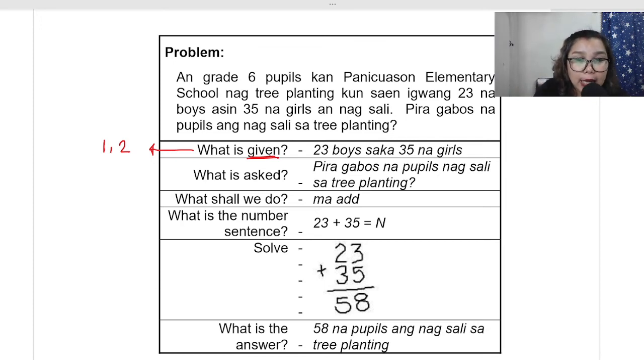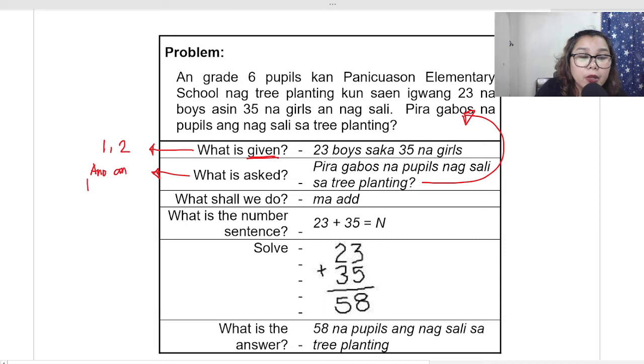Next, what is asked? The question here, pira gabos na pupils nagsali sa tree planting. So, ito yan. It's from the question from the problem. Do you remember this part? Itong what is asked? Ano ang hinahanap? So, if you remember yung usual na question, ano ang hinahanap sa word problem, then we are after what is asked. Next, what shall we do? So, ano bang gagawin natin doon? Anong gagawin natin sa given? So that what is asked will be answered.